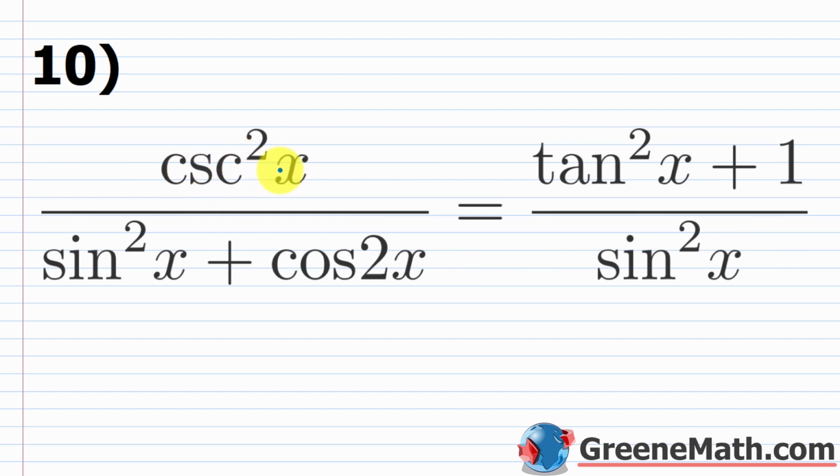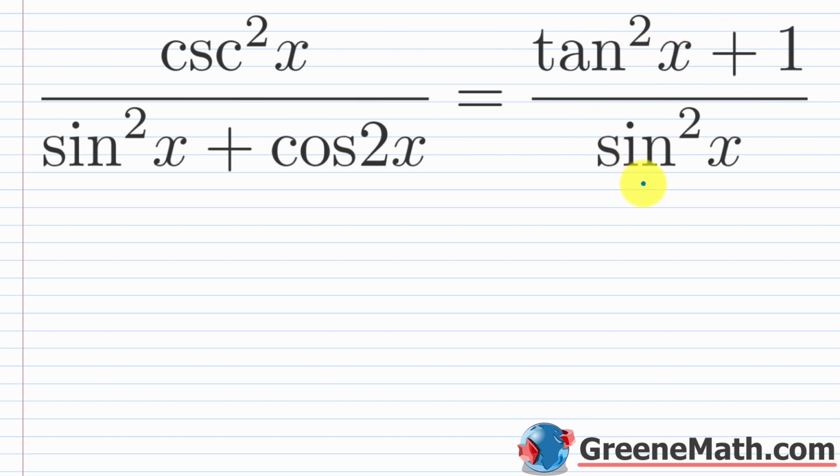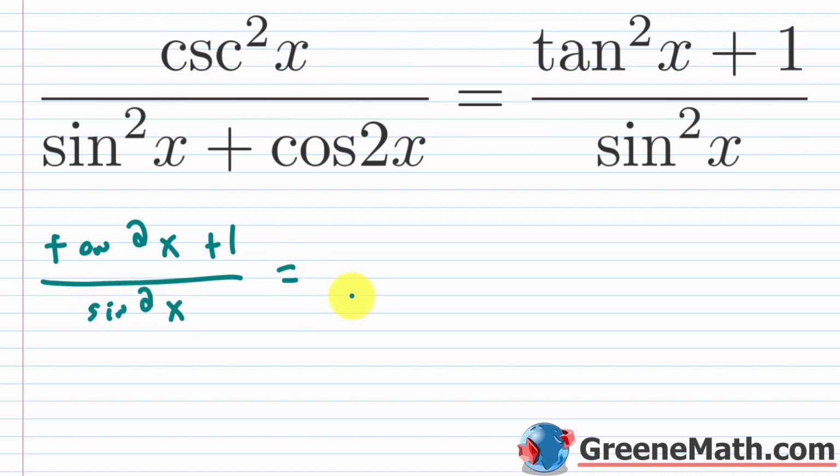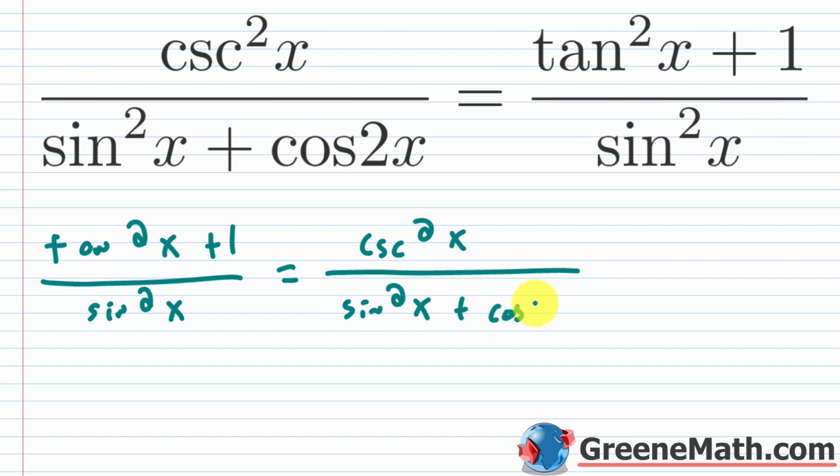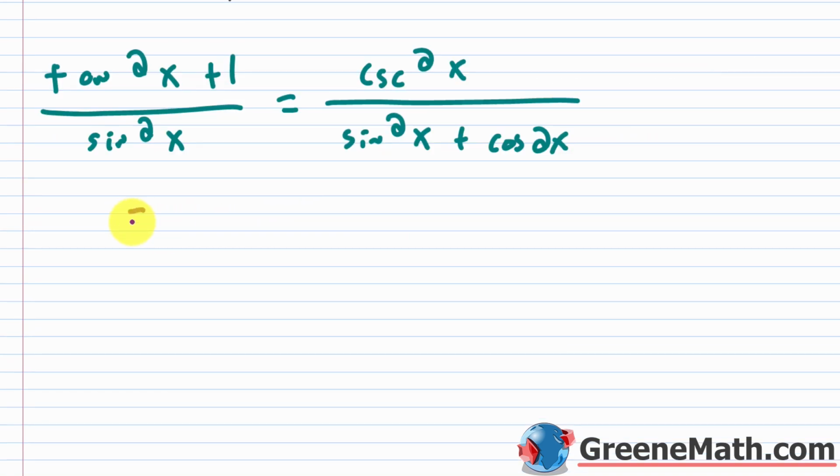Here we have our cosecant squared x over sine squared x plus cosine of 2x. This is equal to tangent squared x plus 1 over sine squared x. All right, I'm definitely going to think this side is simpler. So let me write this again. So I'll say this is the tangent squared x plus 1 over my sine. Let me make this a little bit better here. So my sine squared x. This will be equal to cosecant squared x over sine squared x plus cosine of 2x. Okay, let me put equals all the way over here.